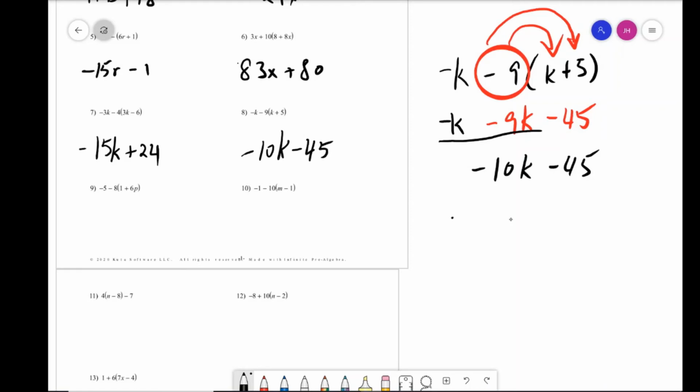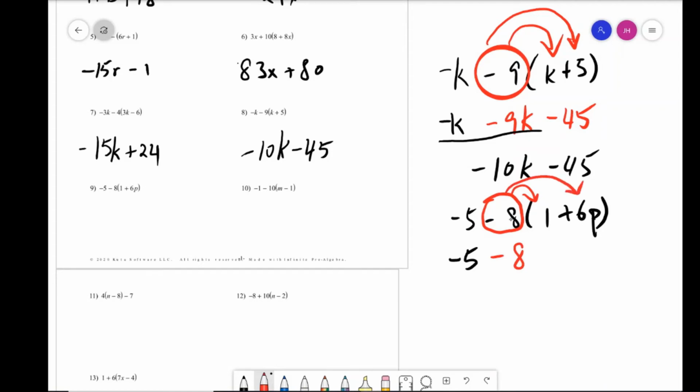Number 9, I have negative 5 minus 8 parentheses 1 plus 6p. That will be negative 5. Again, I'm taking negative 8 times 1. That gives me negative 8. Negative 8 times 6p will give me minus 48p. And in this question, I'm combining the constant terms of negative 5 minus 8, which is negative 13 minus 48p.